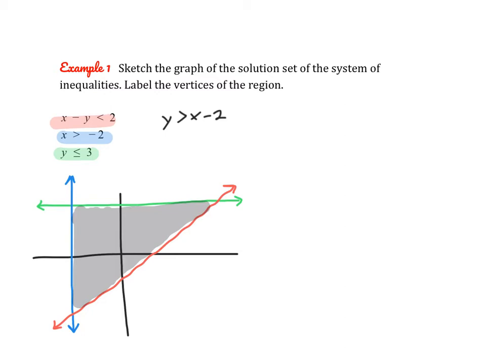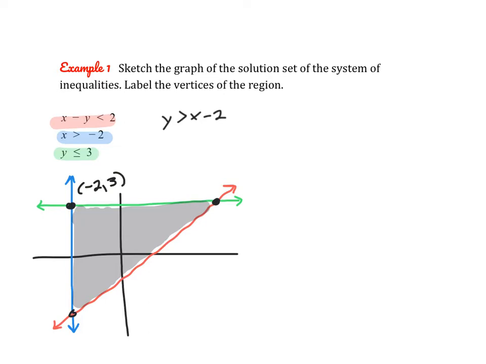Now, the other thing we're going to need to do is we're going to actually need to figure out what are those three coordinates that bound our solution set. So this first one is going to be pretty easy. It's just where the blue and the green collide. So we know that this is just going to be at the coordinate -2, 3, because we actually know the x and the y values.